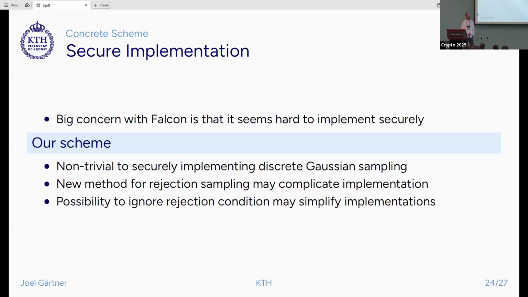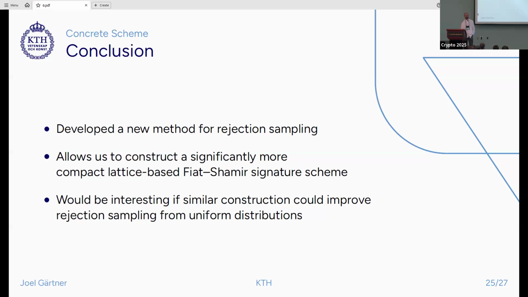So, in conclusion, we have developed a new method for rejection sampling, which enables us to construct a significantly more compact lattice-based Fiat-Shamir signature scheme. And due to it potentially allowing for simpler implementations, we consider it a very interesting open question if a similar method could be used to improve rejection sampling from uniform or some other distributions.